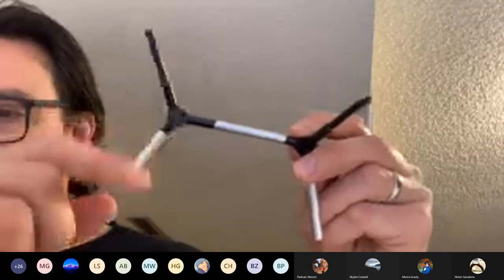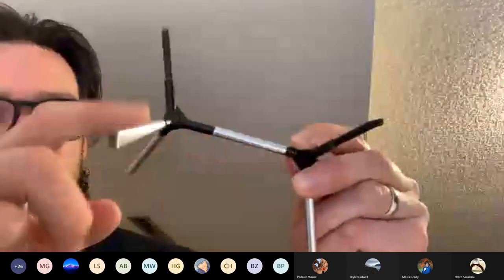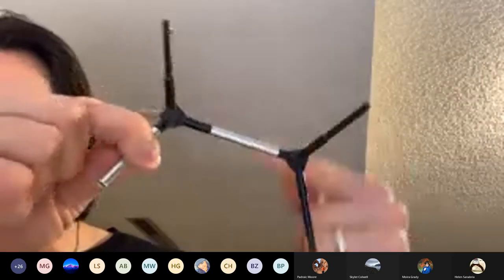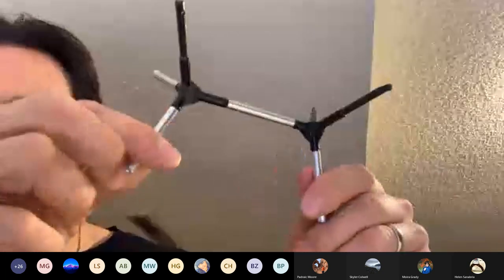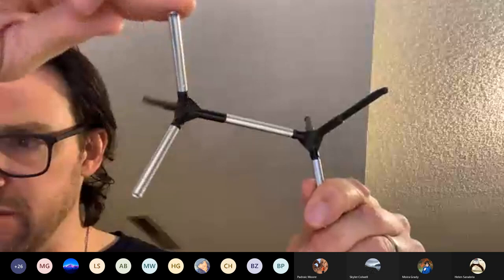The first thing is that we have free rotation around a single bond. This is a single bond. This is the carbon-carbon bond, and we have free rotation around that bond. So when you rotate the bond, these are all different conformations.